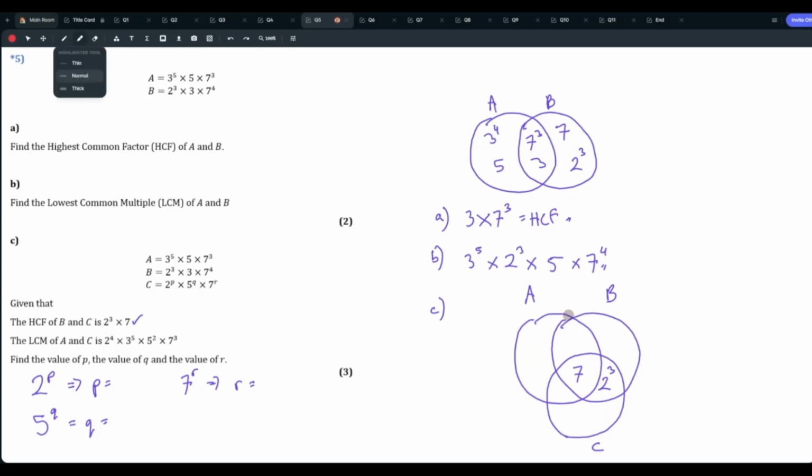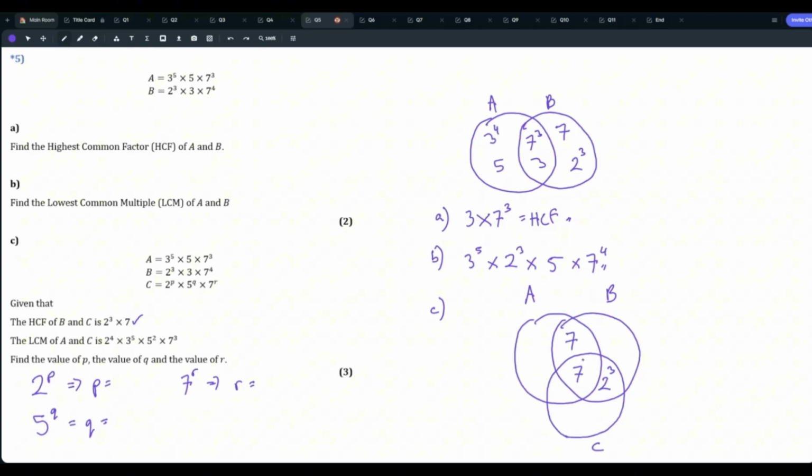So the LCM will be all of this. And what it's saying is that the LCM is 7 to the power of 3. Remember, if the HCF of B and C is 7, and the LCM of A and C is 2 to the power of 4, 3 to the power of 5, 5 to the power of 2, 7 to the power of 3, that means there will be another 7 in that part. But B also does have a 7 as well, actually. So what I'm led to believe here is that the only 7 that C can have is the intersection point. So I am going to put a 7 there.